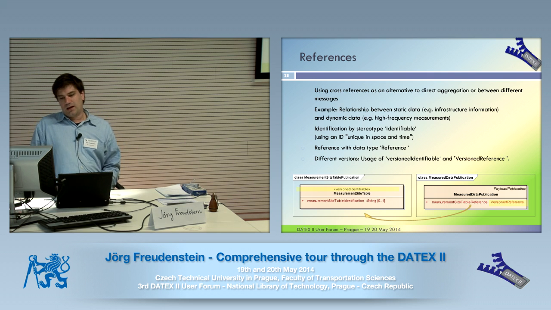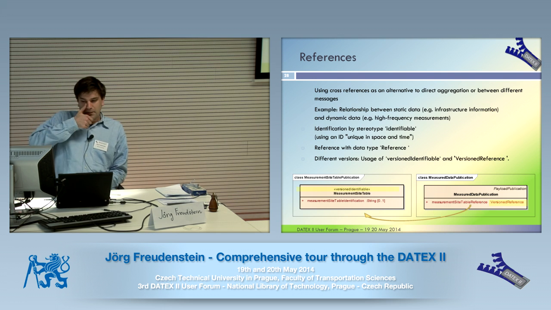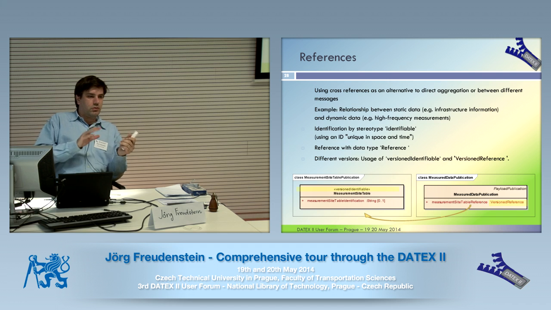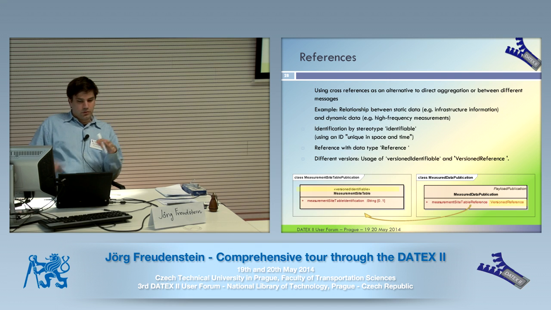Okay, another thing are references. The most common type of a reference is the aggregation. You say, I have a component and the part of the component is another component, so I directly connect them. But this is not always possible. Especially it's not possible when you have two different messages. When you have one, for example, a static message and a corresponding dynamic message, you cannot make an aggregation between them because they are not linked. Yeah? So there will be very different things of data you are sending.